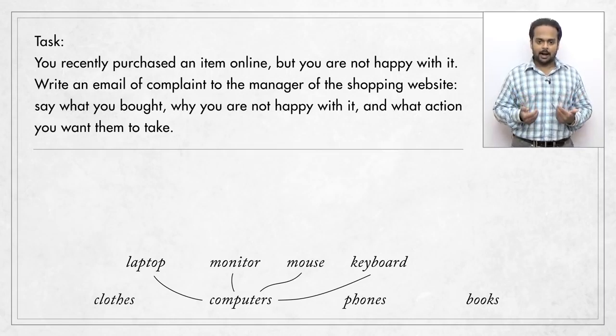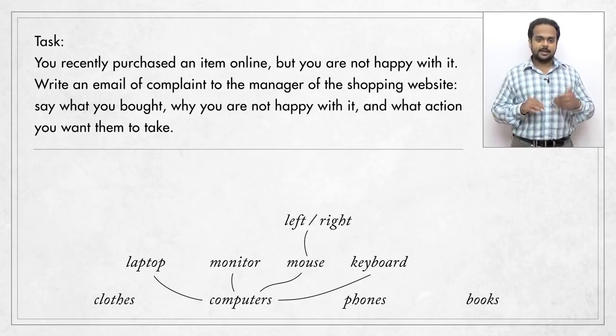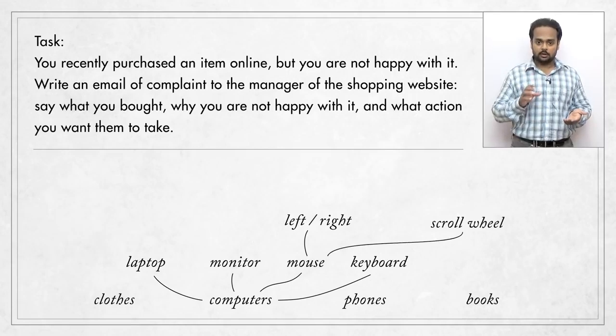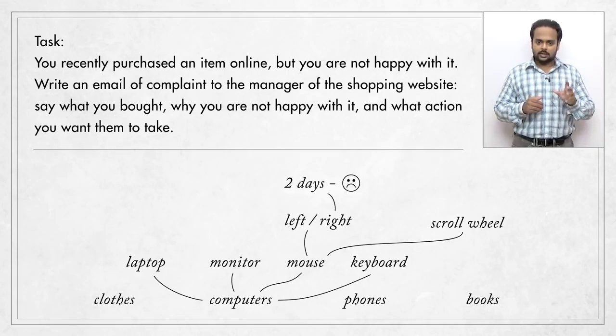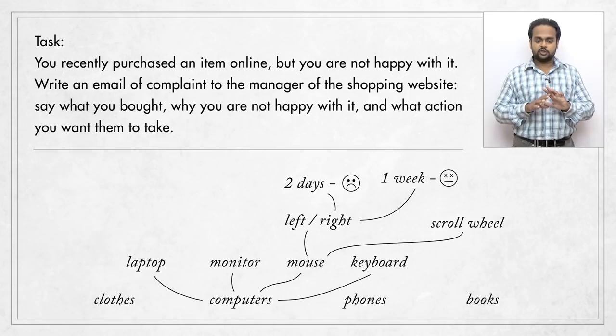Now, if I bought a mouse, what problems might I have with it? I think the most common one that people face is with one of the two buttons. Let's pick the right-click button, but you can also have trouble with the scroll wheel. That's the wheel in the middle. So I bought a mouse, and maybe just 2 days later, the right-click button started having problems. But I'm going to say that now it's been a week and the button has just stopped working. Now you can see that I'm just using my imagination here.